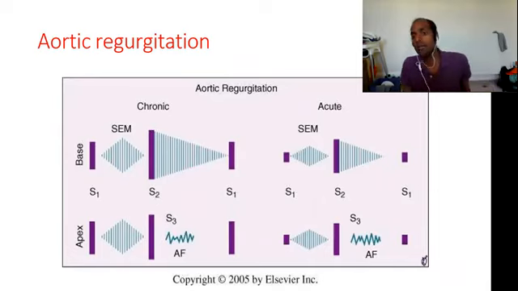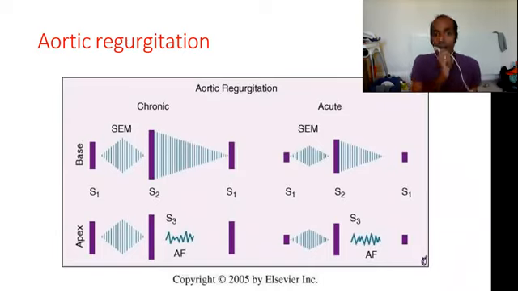Early diastolic murmur. It is heard like this. It's like an expiratory sound. Okay, so that's aortic regurgitation.